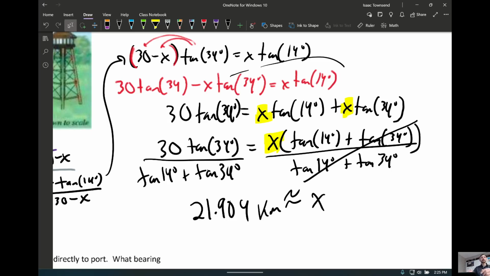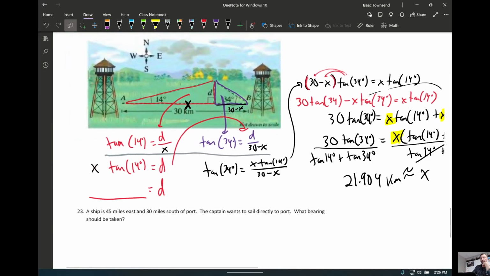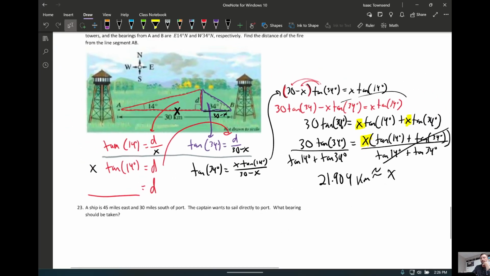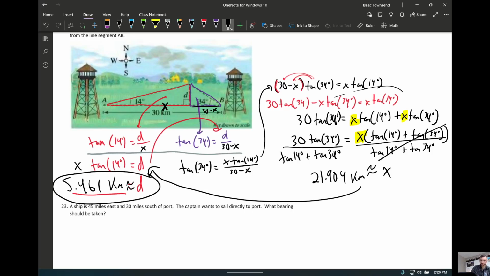This question could care less what the distance x was, but what it did want you to find was d, and d is x times the tangent of 14. That's 5.461 kilometers, approximately.